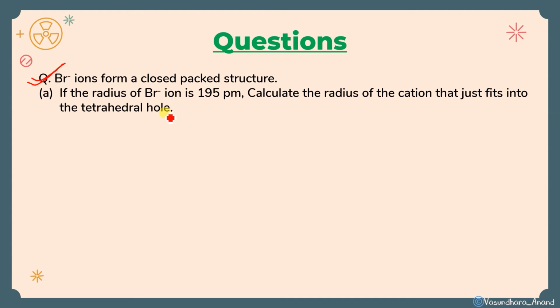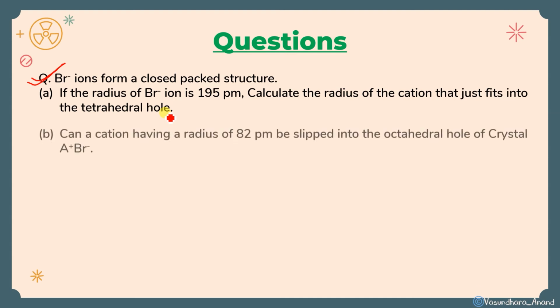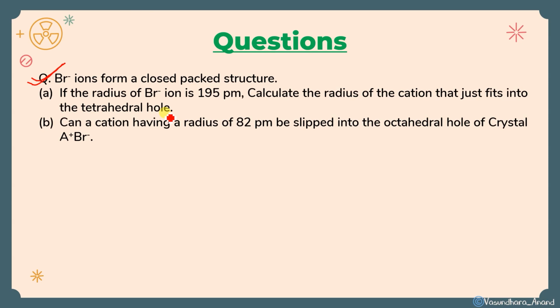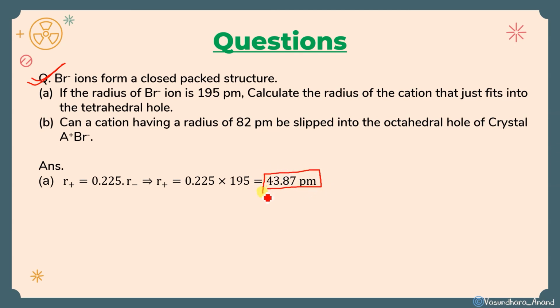So what will we do? We know the formula and the other part is also given. So we know that for the tetrahedral void, what is that relation? The cation size should be 0.225 times the anion size. Yes or no? So we will do this. Our cation size is equal to 0.225 into anion size. Anion size is 195. Multiply it, you will get 43.87 picometer, which should be the radius of the cation which can be fitted into its tetrahedral hole.